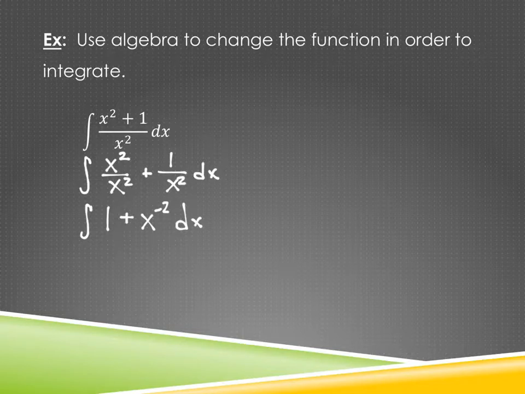Algebraic manipulation is simply the idea of simplifying the algebra into an expression that allows you to use the calculus in an easier way. Okay? Now that we're at this point, we can actually do an antiderivative. What is the antiderivative of the number 1? It's just x. What is the antiderivative of x to the negative 2?